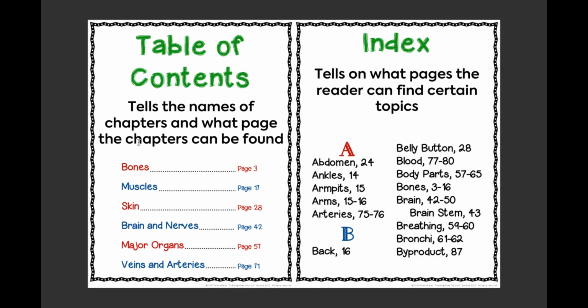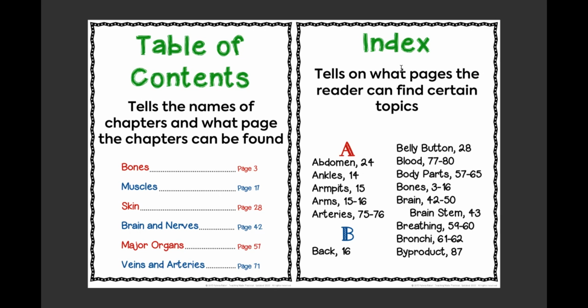Next, we have the table of contents. You guys might see these in chapter books, but also they are in nonfiction books as well. It gives you all of the different chapters and then what pages those chapters start on. Then there is something called an index.